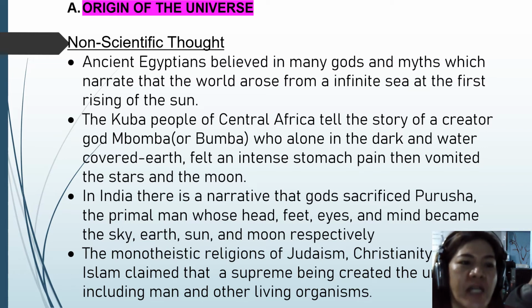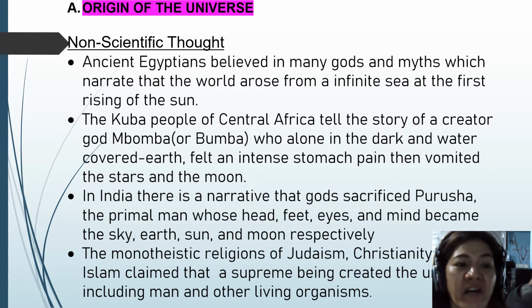Okay, so next, the Kuba people of Central Africa tell the story of a creator, God Mbombo, who, alone in the dark and water-covered earth, felt an intense stomach pain, then vomited the stars and the moon. So can you imagine? In India, there is also a narrative that God sacrificed Purusha, the primal man, whose head, feet, eyes, and mind became the sky, earth, sun, and the moon respectively.